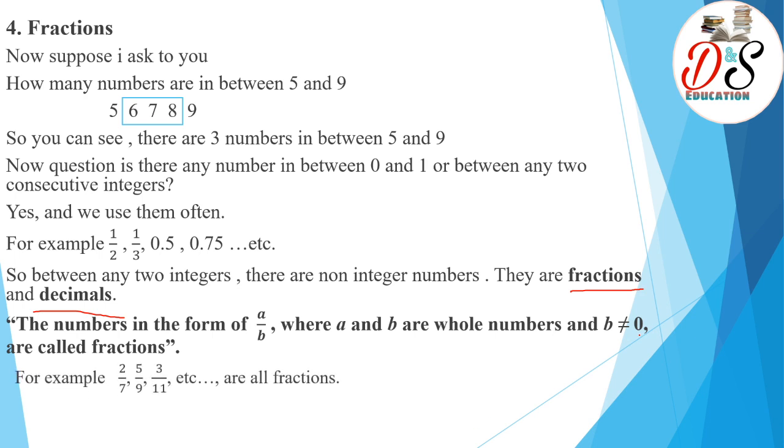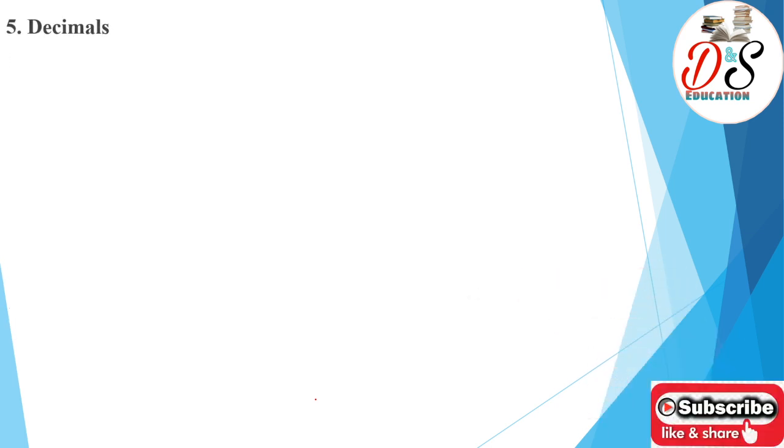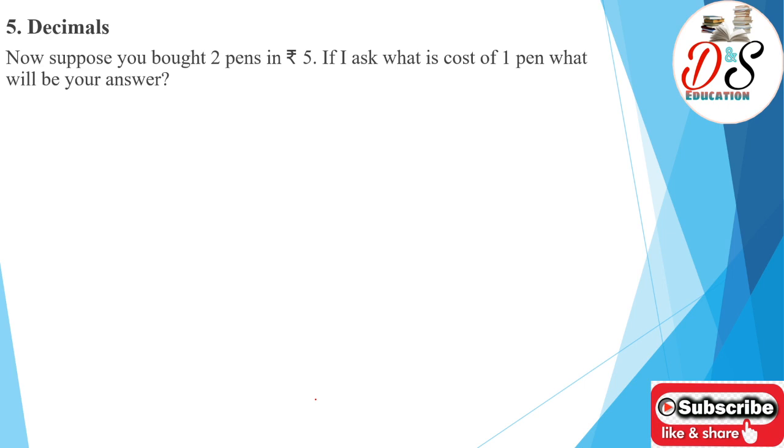So if we go for examples of fractions, then it is 2 upon 7, 5 upon 9, 3 upon 11, and so on. These are all fractions. Now we will discuss decimals. Let me ask you one more question. Suppose you bought two pens for 5 rupees. Now if I ask what is the cost of one pen, what will be your answer? You can easily answer that.